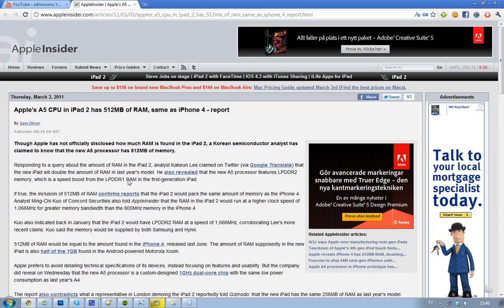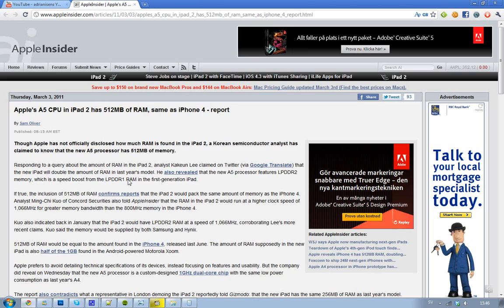And it also seems like it's going to run at a higher clock speed, 1066 megahertz instead of 800 megahertz as on the iPhone 4, which also has 512 megabytes of RAM. So it seems like the iPad 2 is going to have the same amount of RAM but a higher clock speed and better memory. That is good, and the memory will be supplied by both Samsung and Hynix. That's good to know if you want to order some.